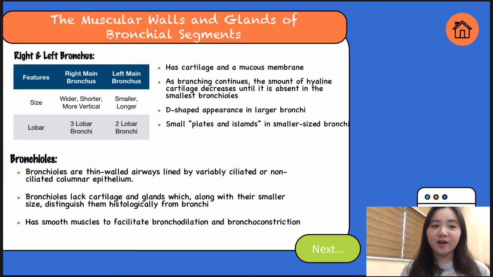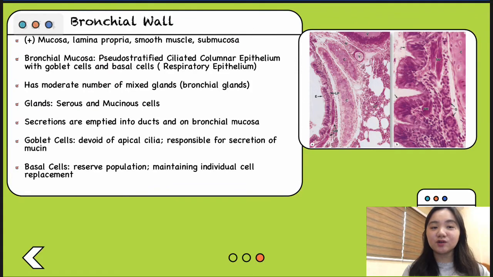The primary bronchi have cartilage and mucous membrane that are similar to those found in the trachea. As the branching continues through the bronchial segments, the amount of hyaline cartilage in the walls decreases until it's absent. As the amount of cartilage decreases, the amount of smooth muscle increases. In addition, hyaline cartilage forms an incomplete ring in the bronchi that gives them the characteristic D-shaped appearance in the larger bronchi. The bronchial wall is made up of mucosa, lamina propria, smooth muscles, and submucosa with interspersed cartilage.